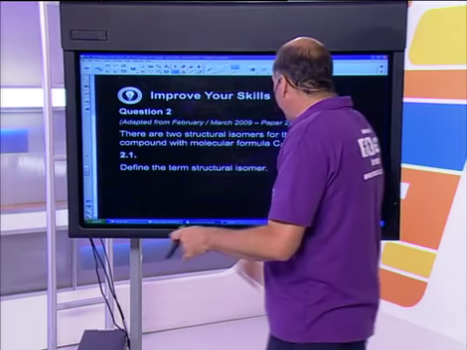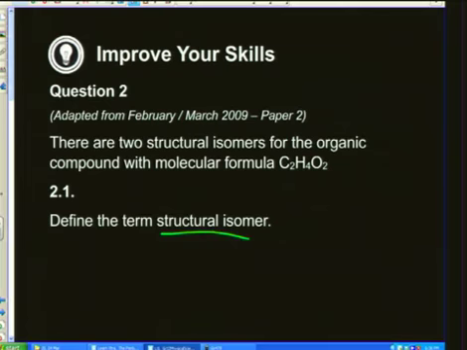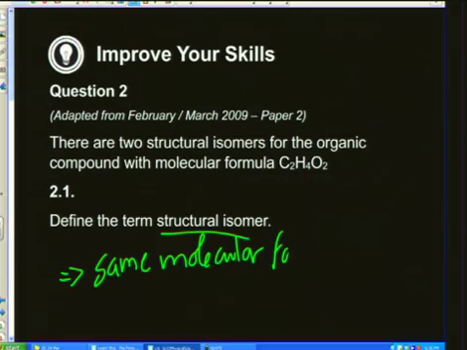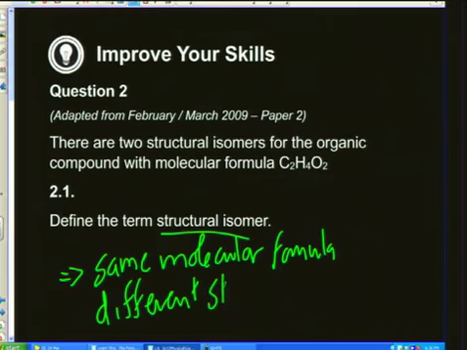And we come to question number 2. And we've done the first part. It says define structural isomers. We're simply going to say, well, we know what that is. It's the same molecular formula, but a different structure. Different structural formula. And we've illustrated it already.